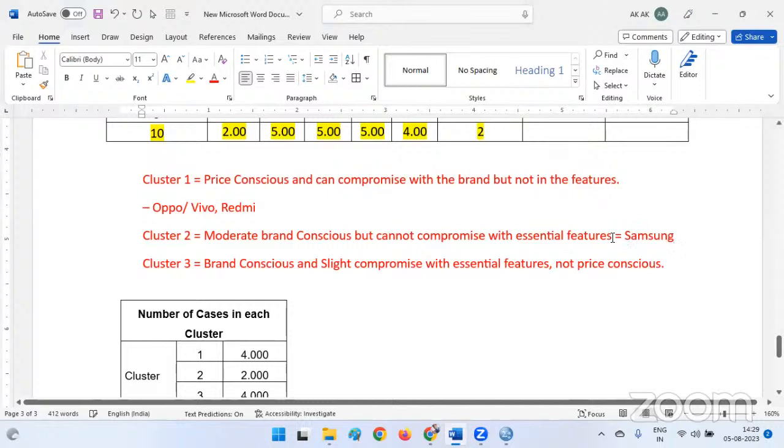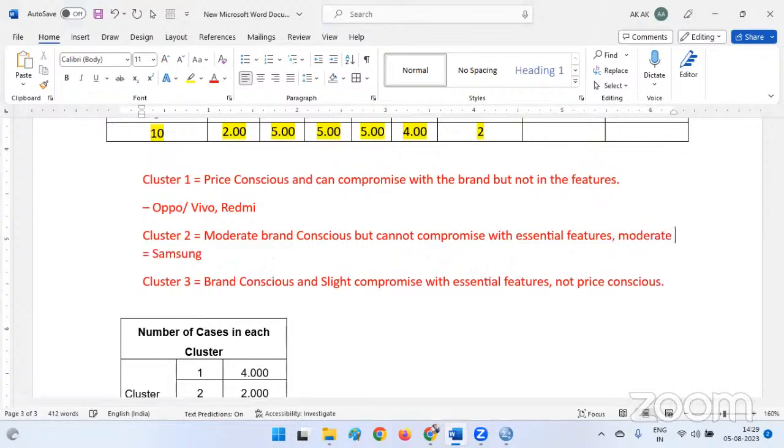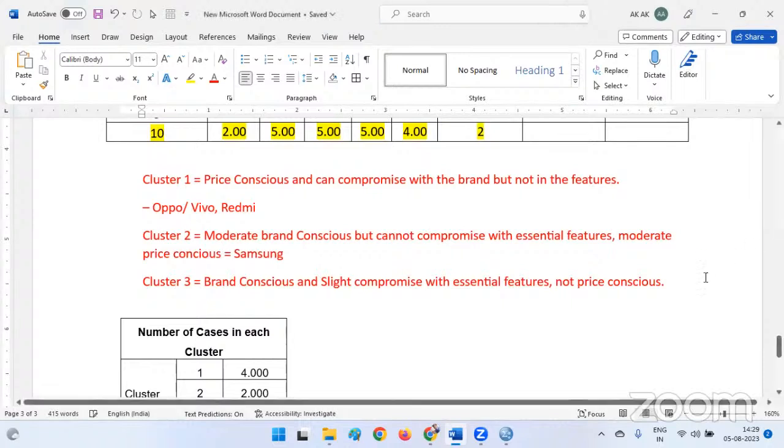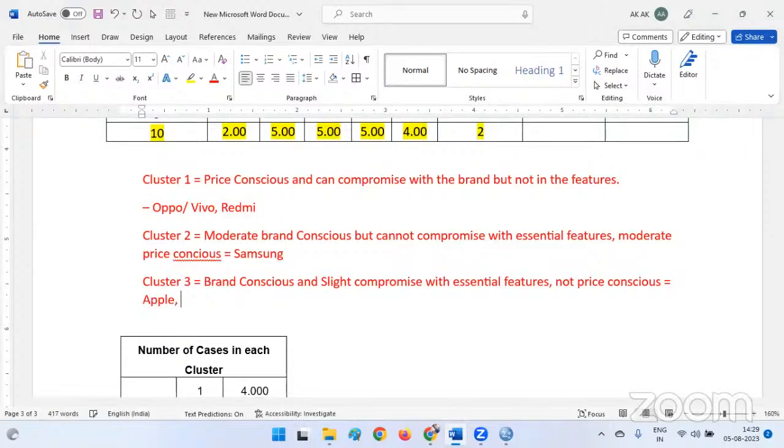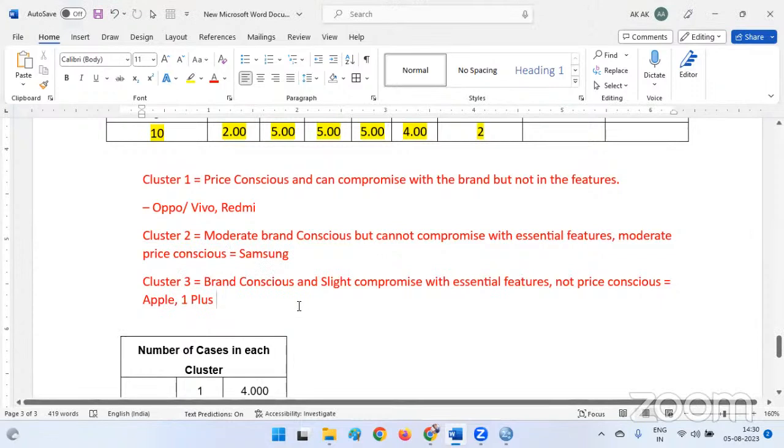And these are moderate price conscious. Okay. So these people who don't want to compromise with the features, brand conscious, may go for Apple or OnePlus kind of phones. Okay. Hope it is clear to all of you.